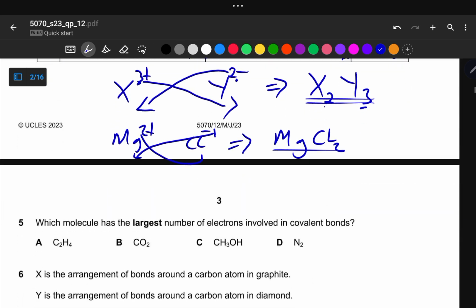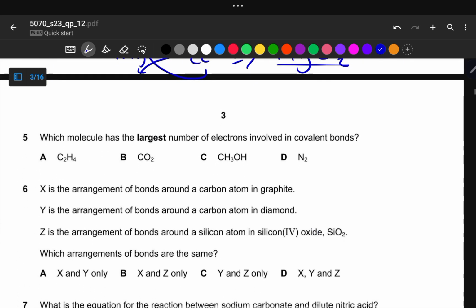So we now move on to number 5. Which molecule has the largest number of electrons involved in the covalent bonds? So what we are going to do, we are going to write the displayed formula for each and every molecule and then count the number of electrons in each of the covalent bonds. So we've got ethene with this displayed formula. We've got H here, and then H here, and then H here, and then H here.